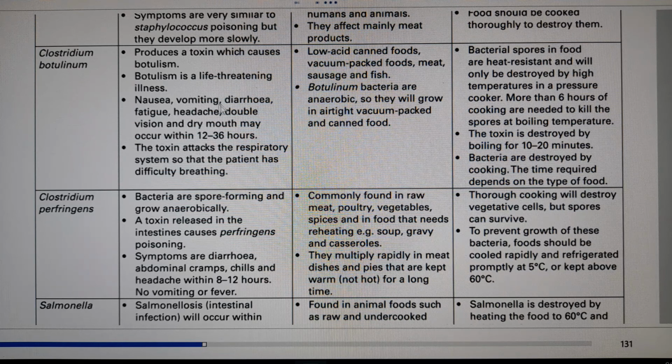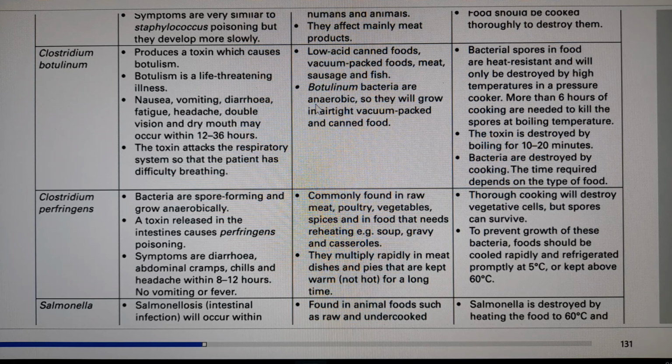Symptoms are nausea, vomiting, diarrhea, fatigue, headache, double vision, which means you will see two people even if there's one person, and dry mouth, which may occur within 12 to 36 hours. The toxins attack the respiratory system so that the patient has difficulty in breathing. So this is a pathogenic microorganism, you find it in low acid canned food, vacuum packed food, meat, sausage, and fish.